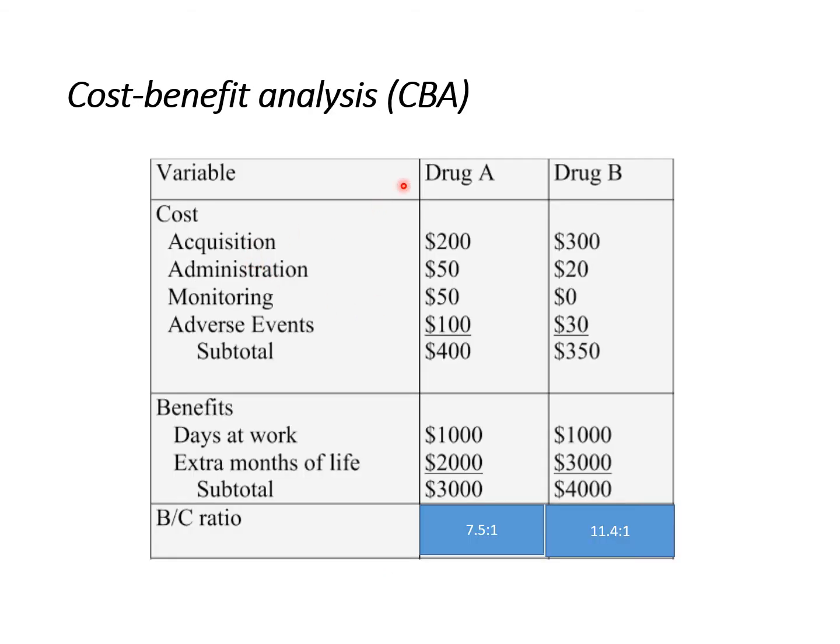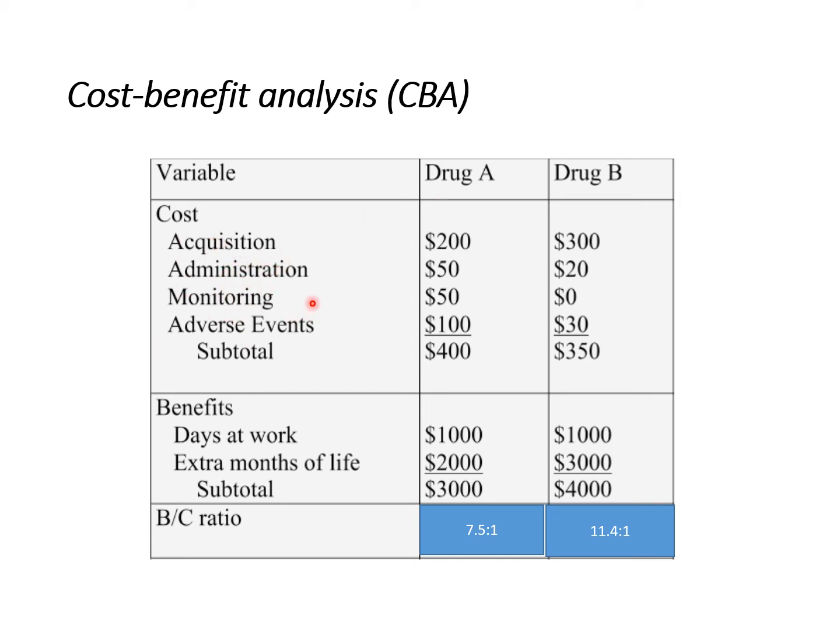Now another example of cost-benefit analysis, we have drug A and drug B, and we have both costs and benefits. Now the costs are, of course, by default in monetary values. Now we are calculating the total cost. We have acquisition cost, the purchase price. We have administration cost, monitoring cost, and adverse events related to this medication.